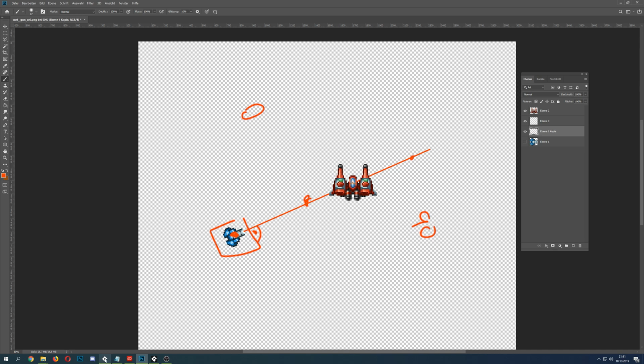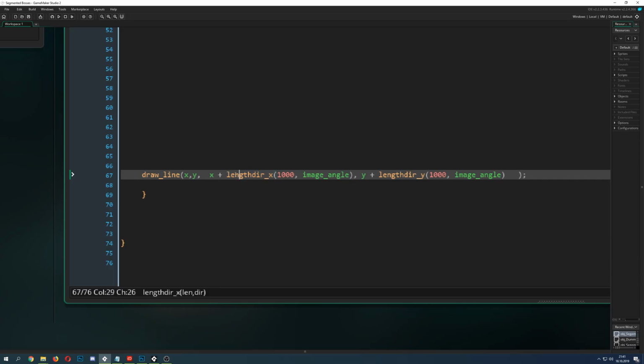Well, this point with a really nice function, which is just called lengthdir_x and lengthdir_y. So basically, we're just taking our start point, and then from our start point, from the X, we add lengthdir_x with a specific length, I don't know, 1000, 200, whatever you like, so the line can be drawn. And then we take the image angle of the sprite itself, and we are pretty much set. So this is how we get the X coordinate. And similar to this, lengthdir_y, we get the Y coordinate, and this is how you form a line.